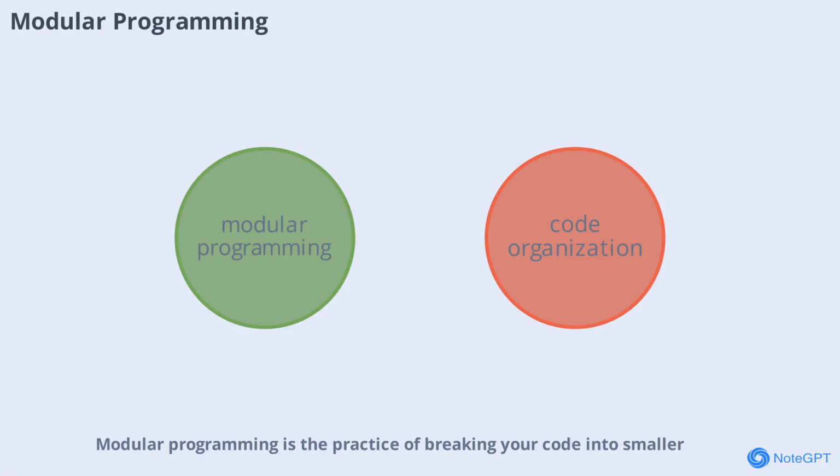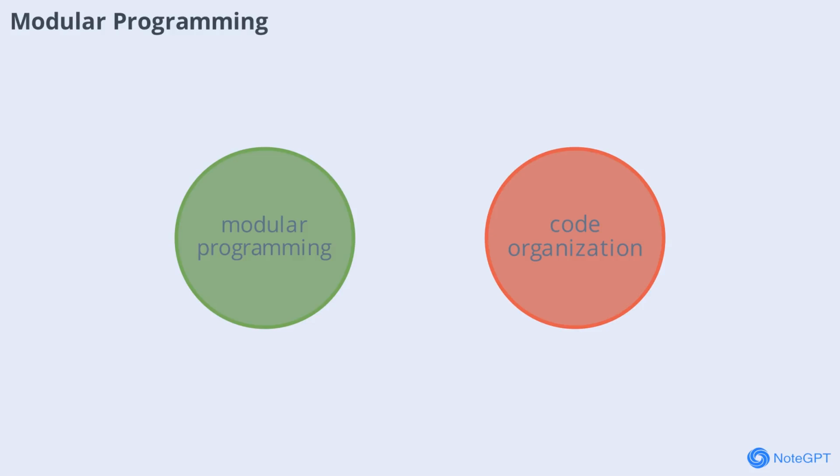Modular programming is the practice of breaking your code into smaller, reusable modules or sections. In QBasic, you can use subroutines and functions to achieve modularity. This approach makes your programs easier to understand, test, and maintain. Modular programming also encourages code reuse, saving time and effort on future projects. By organizing your code into logical sections, you'll write cleaner and more efficient programs.